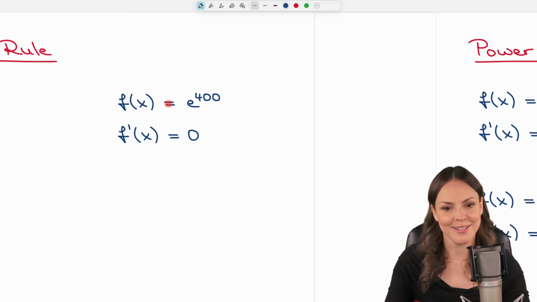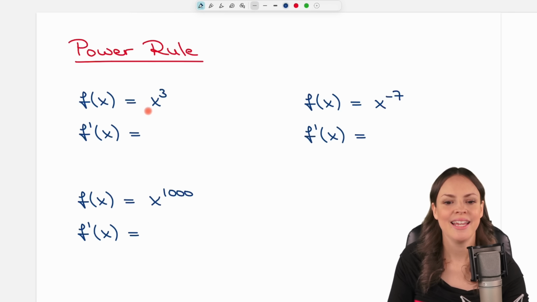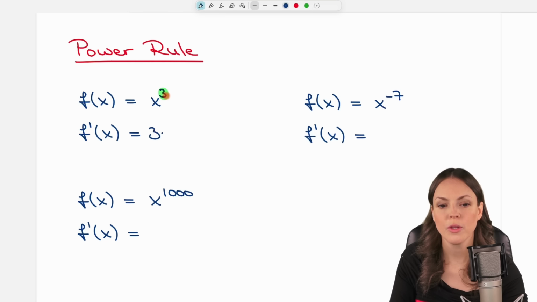Okay, that was the easiest rule. The power rule. Now, if you have an x in your function, and let's say you have something like x to the power of a number, then the rule is the following. You take your exponent, the 3, and write it in front of your power, and then you have to decrease your exponent by 1. So instead of x to the power of 3, we now write x to the power of 2, and this is the rule.